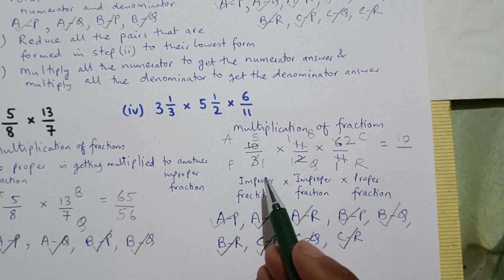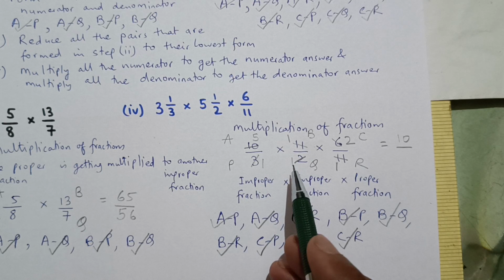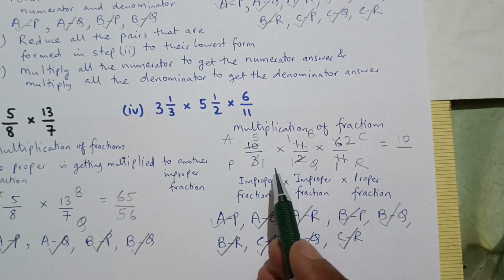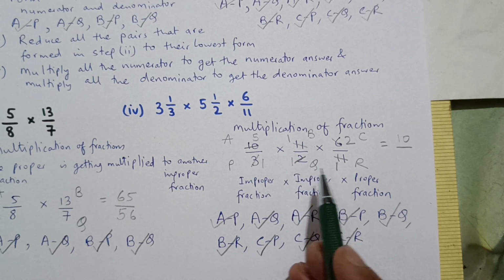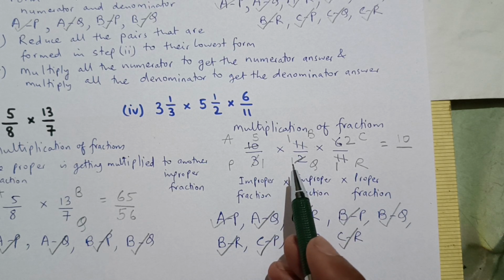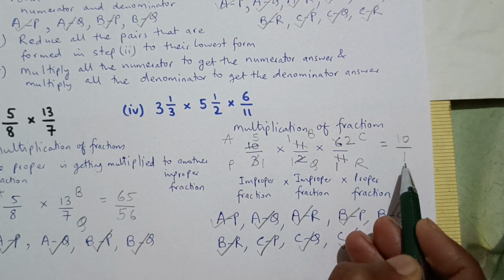And the denominator answer is, so we have to multiply all the denominators to get the denominator answer. So 1, 1 and 1. So the denominators are 1, 1 and 1. So 1 into 1 into 1. 1 into 1 is 1, 1 into 1 is 1. So the denominator answer is 1.